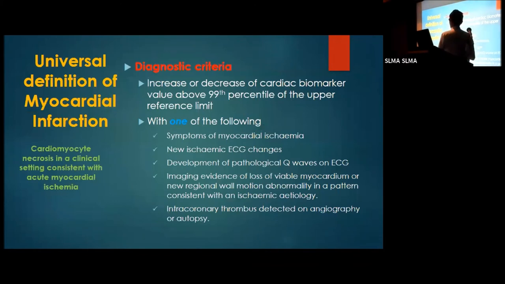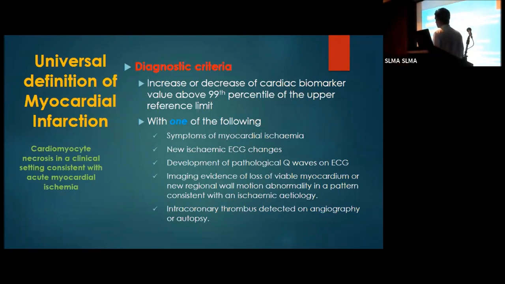So, the diagnosis of myocardial infarction is cardiomyocyte necrosis in a clinical setting consistent with acute myocardial ischemia. As we all know, the diagnostic criteria should have the following things. The first one is the increase or decrease of a cardiac biomarker value above the 99th percentile upper reference limit. We commonly use troponin I. Now, the newest trend is high sensitivity troponin. And with that, one of the following should be there.